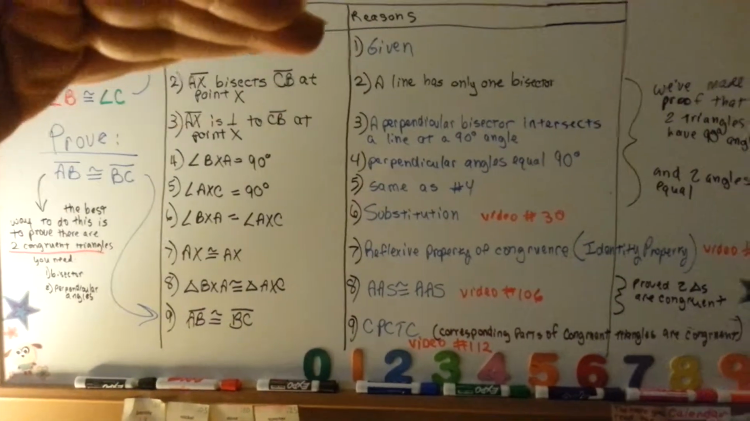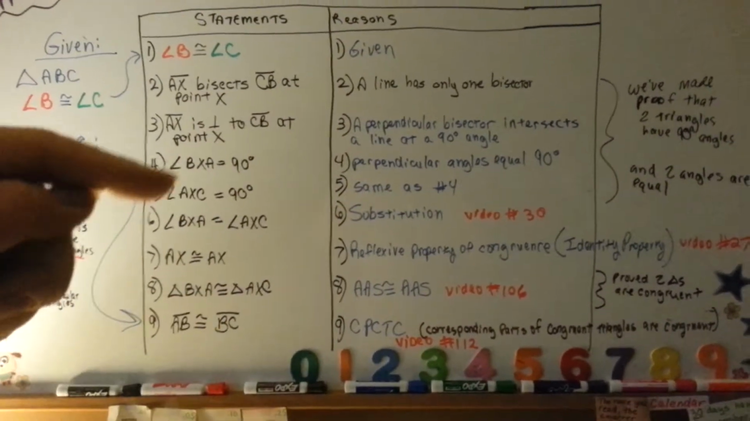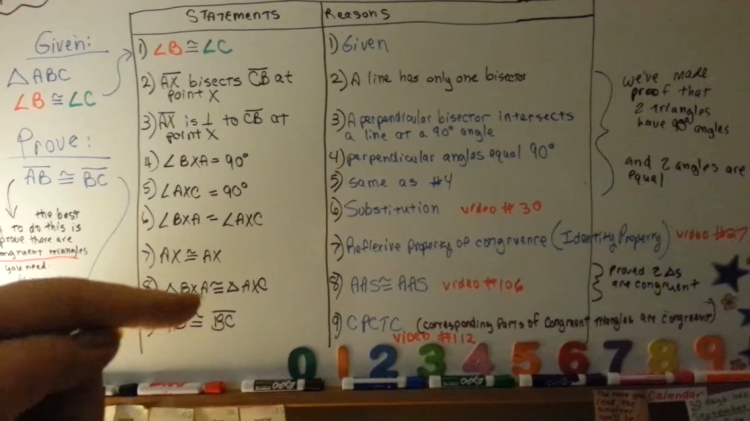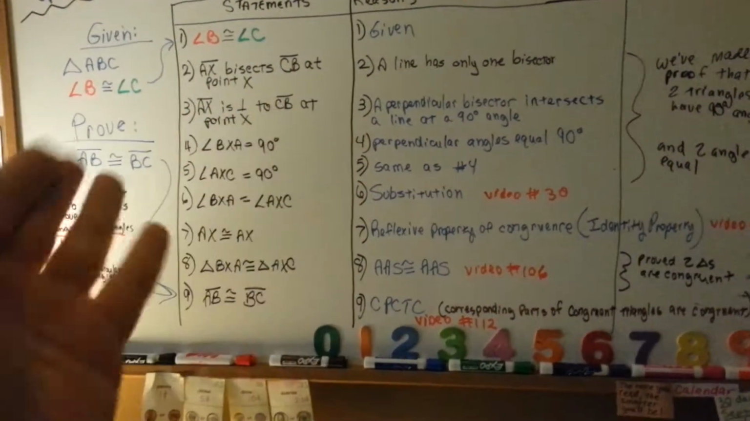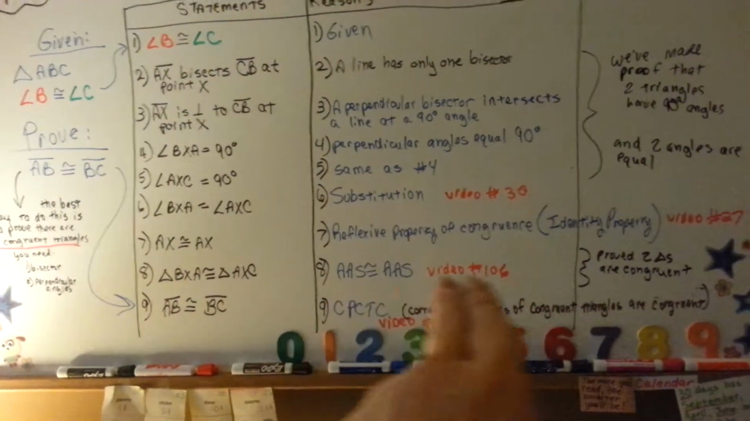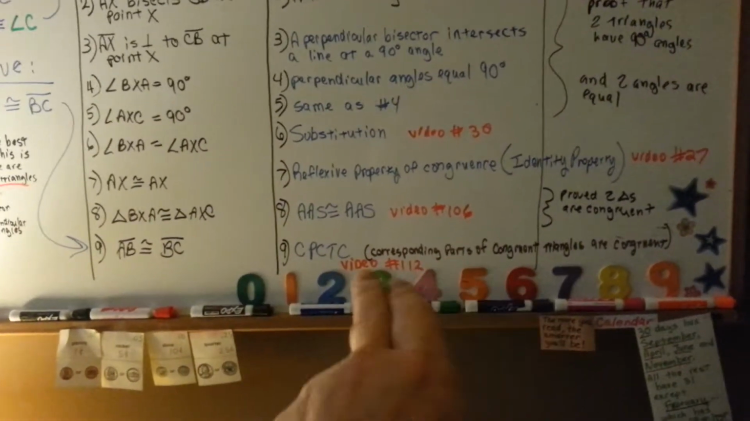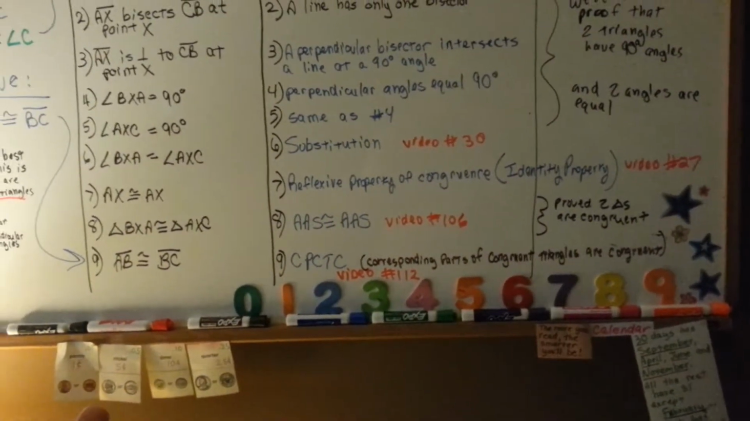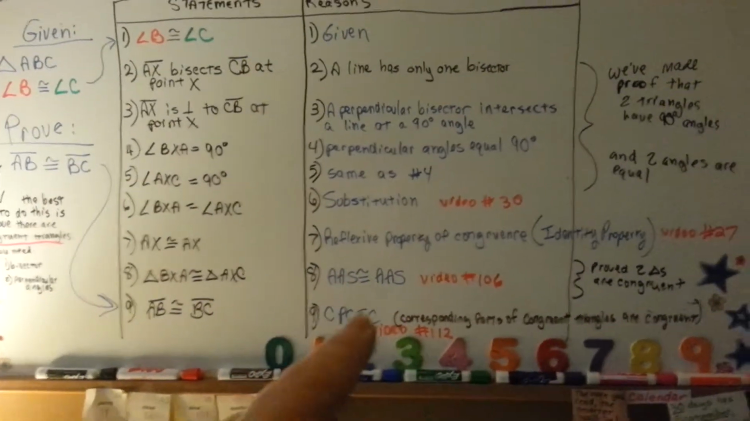We've used a bisector and perpendicular angles to prove that they're both 90 degrees. Then we've used substitution and the reflexive property to say, hey, they're the same. And because of the angle side, we've proved that both are congruent, and that we can say congruent parts of one triangle are equal to the congruent parts of another, if they're corresponding.